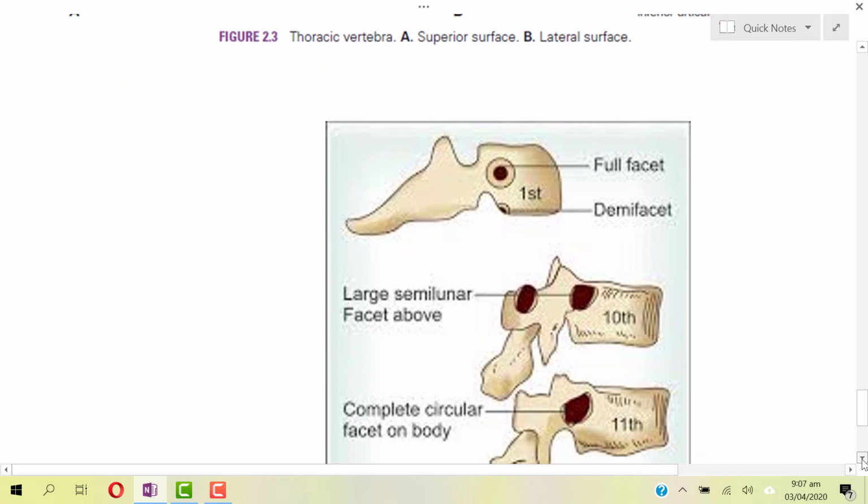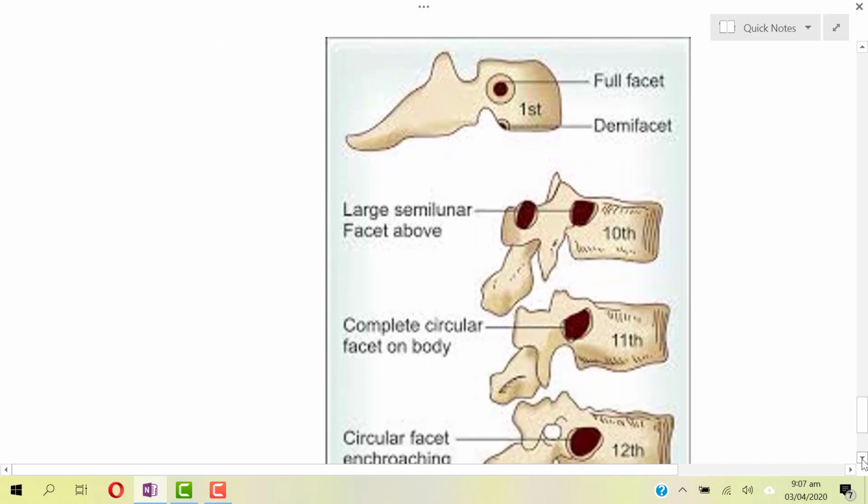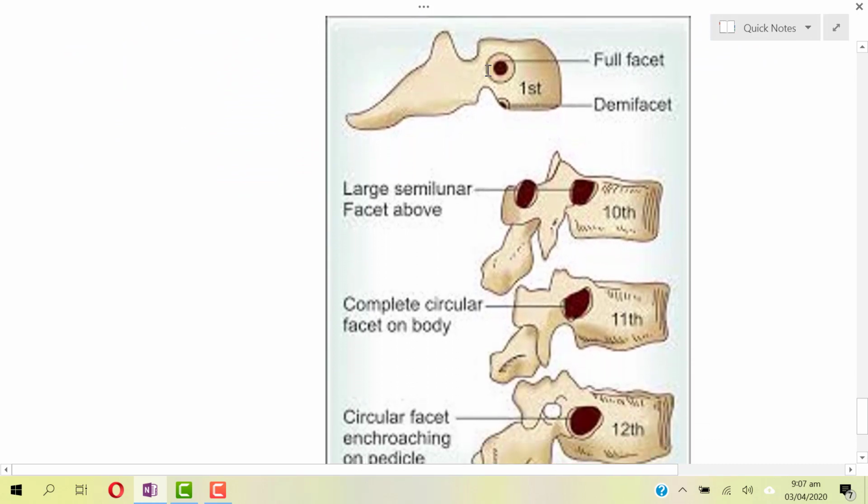Now I will show you a diagram in which there are features for the atypical vertebra. Can you see this is the first vertebra? The first vertebra will be similar to the cervical vertebra because it is present just below C7. So this is the first vertebra. The vertebral foramen will be very small. Okay, the body will not be heart shaped. There is no heart shaped body in the first thoracic vertebra.